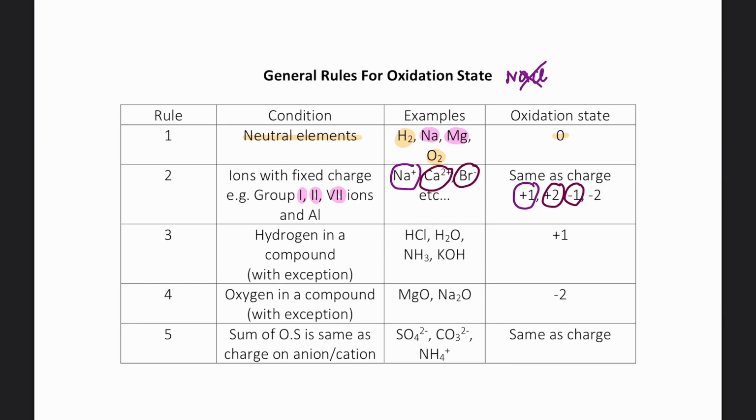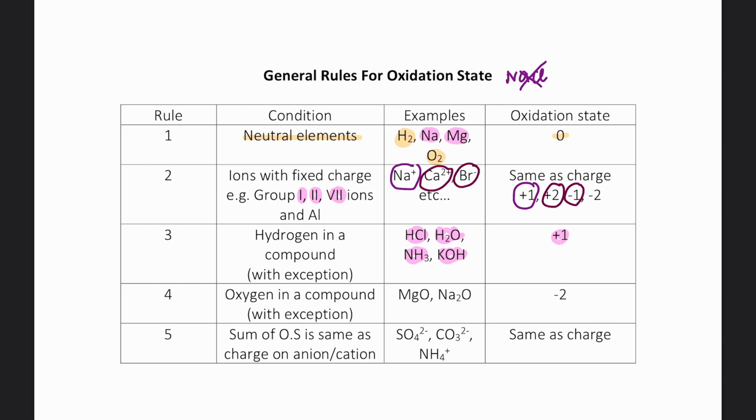Rule number 3 is hydrogen in a compound. There will be some exceptions, which will be covered in the next slide. Generally, if you are looking at HCl, H2O, NH3 and KOH, the oxidation state of hydrogen will be +1.